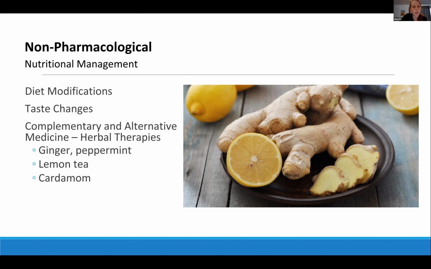So in terms of some alternative medicine or complementary therapies, we have had really good effect with using ginger or peppermint, along with lemon tea or cardamom. These are natural or herbal ways to provide some support. It may not give the full effect to stop the nausea and vomiting completely, but can be used in addition to the medications that you would prescribe.